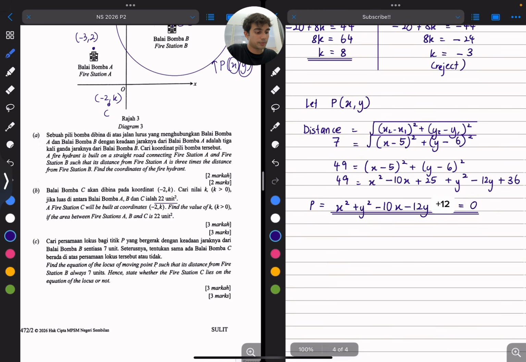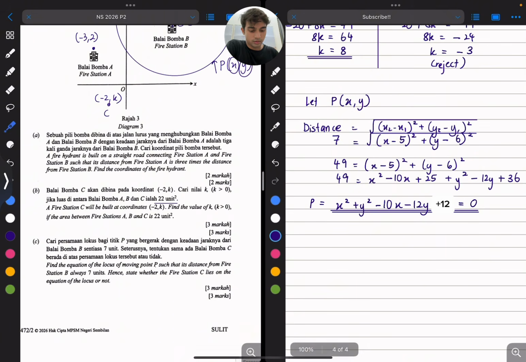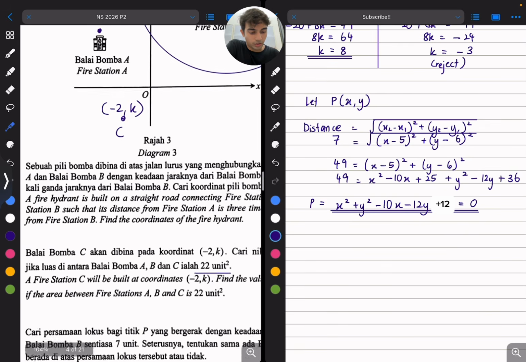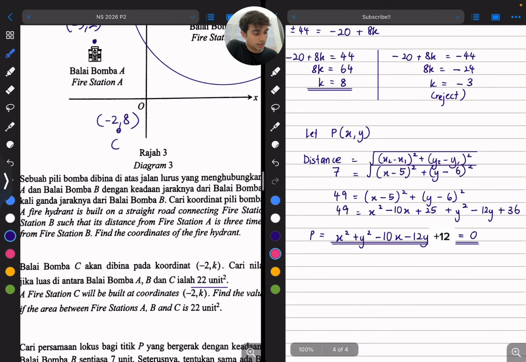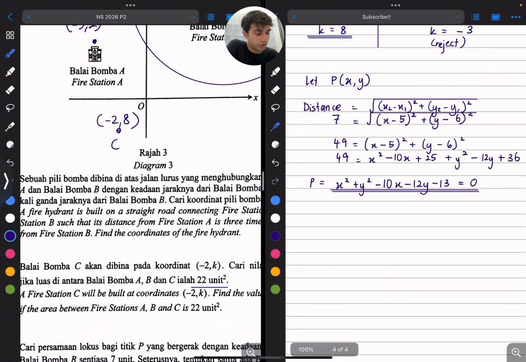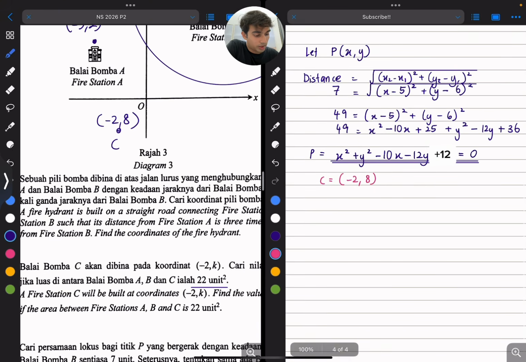Okay, locus of P. Then, hence, state whether fire station C lies on the equation of the locus or not. Okay, so fire station C, we found the coordinate just now. K is 8. So it's negative 2, 8. So we need to check if these coordinates are on this line or not. So we just sub in the values. So coordinates of C is negative 2, 8. So we sub this in.